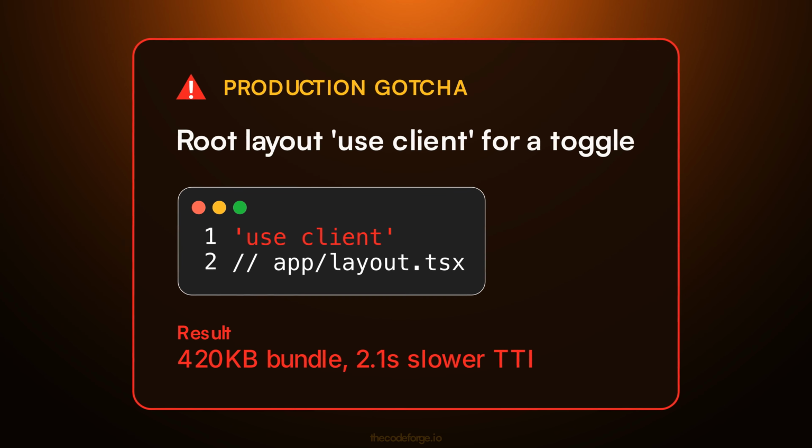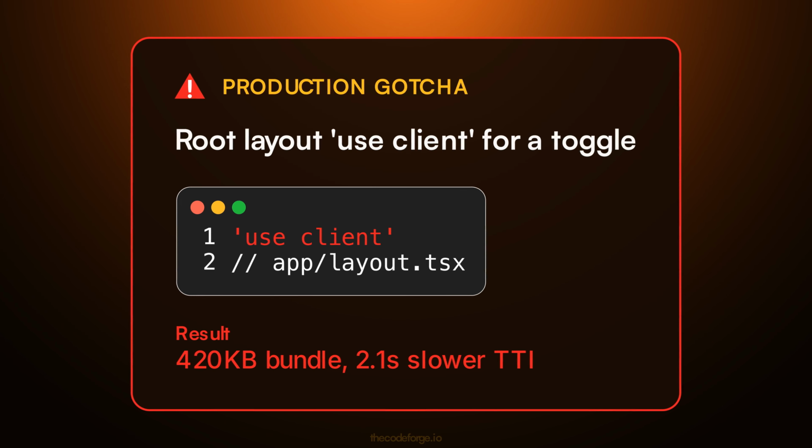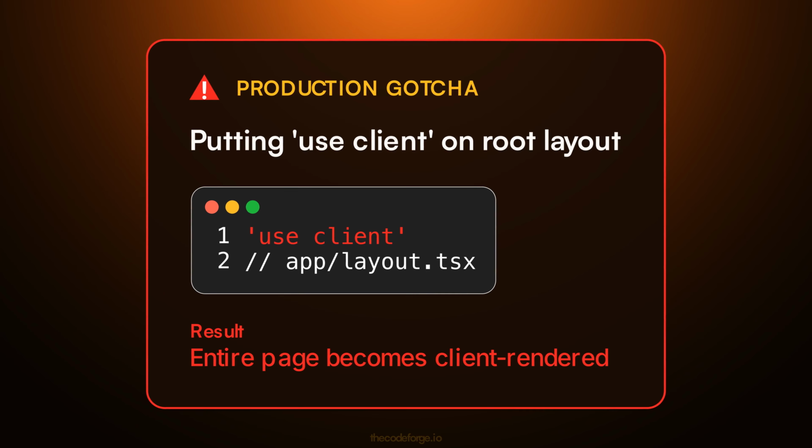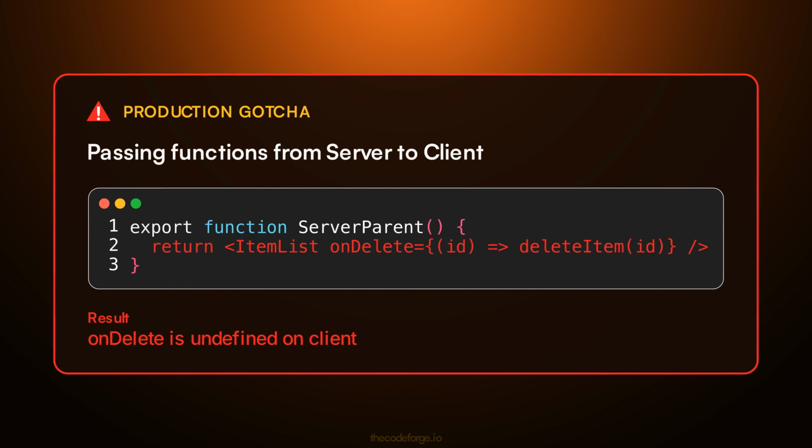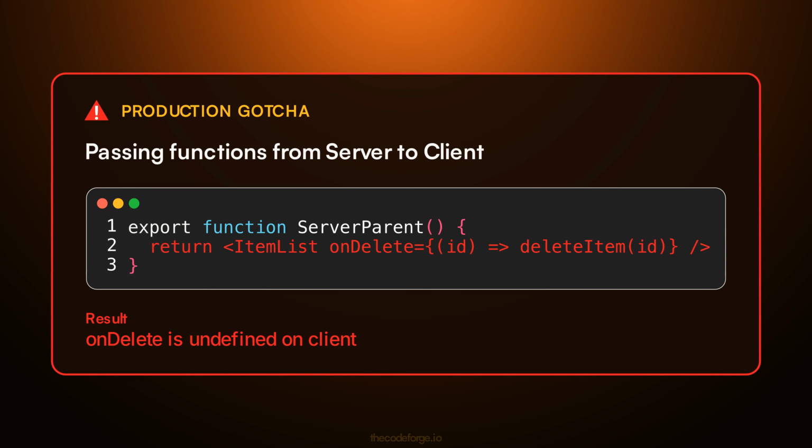This single line at the root layout caused 335 KB of unnecessary JavaScript. Always audit use client placement. A single use client at the root layout forces every component on every page to be client-rendered. This is the most common and costly mistake. Functions passed from server to client are silently dropped. The prop becomes undefined, and the component breaks without any error.